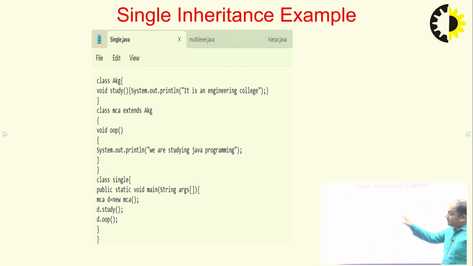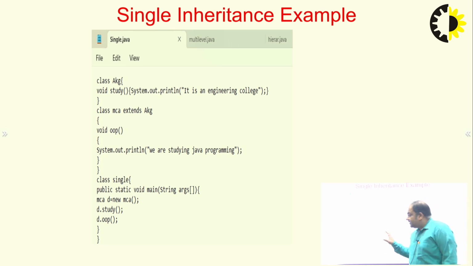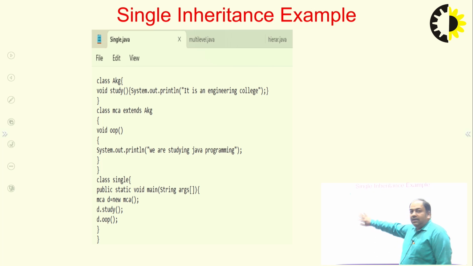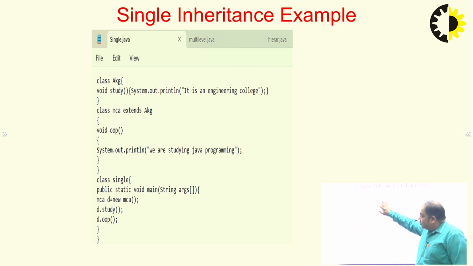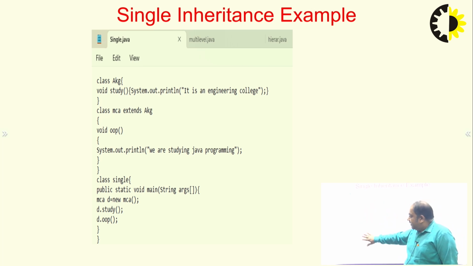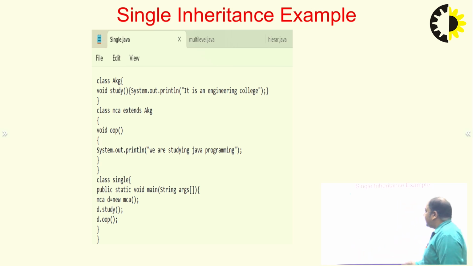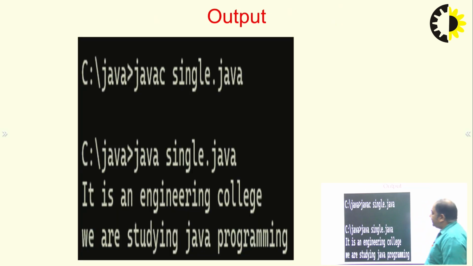So it is a single inheritance, and how we achieve that single inheritance is we create an object of this MCA class, and in the MCA class we call the OOPS method and the study method, one of the child class and another of the base class. So the one method of the base class and one method of the child class we call through an object creation, and we call both of them in a single class. So in this way we achieve single inheritance, and here is the output.